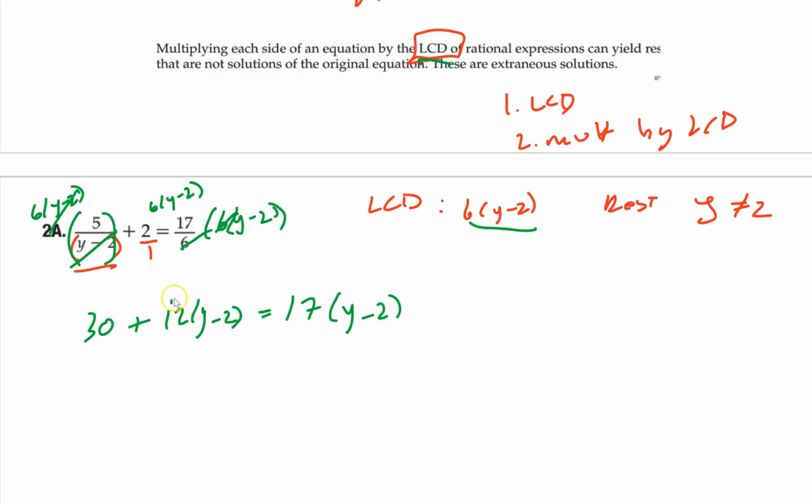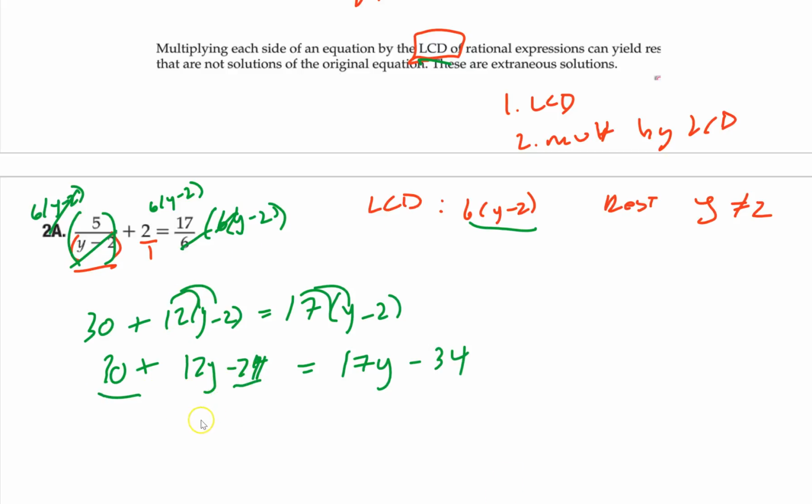So then we just solve like normal, right? Distribute. See some more of my bad math. 12y minus 24 equals 4. Distribute 17y minus 34. As always, simplify first, right? 30 and negative 24 are on the same side, so I just add them. So I get 12y plus 6 equals 17y minus 34.